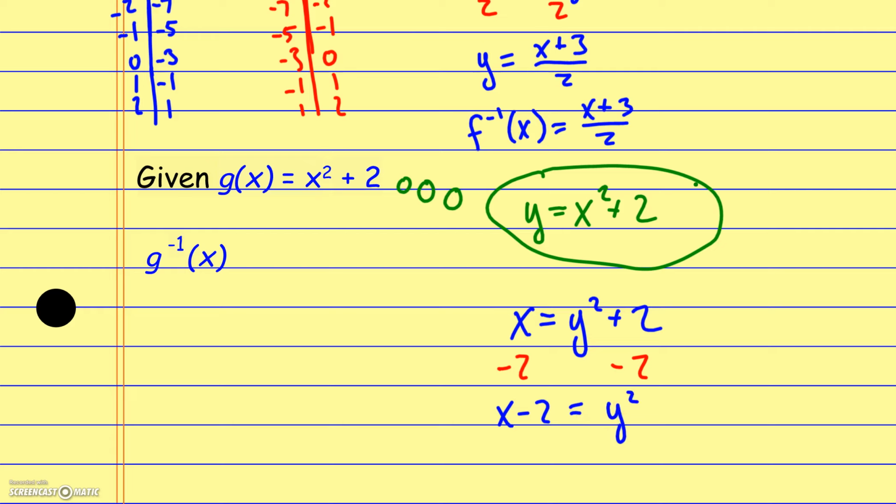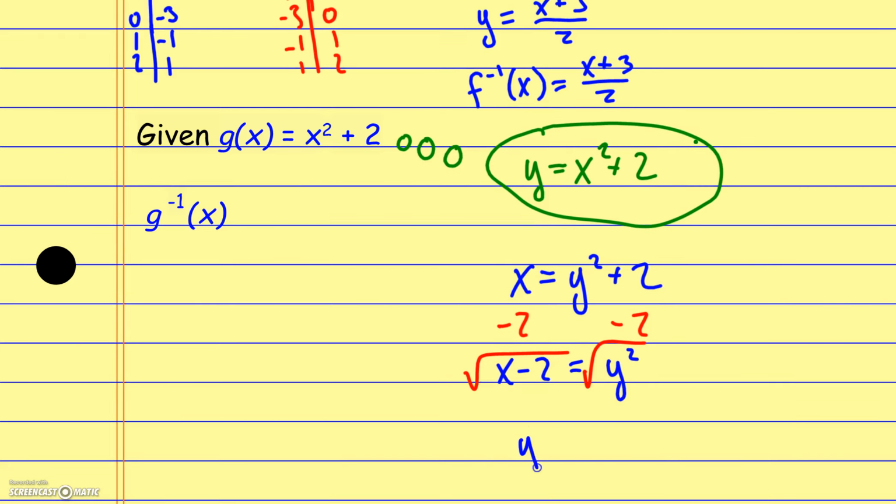And now I have to take the square root of each side. And that's going to give me y equals the square root of x minus 2. And most of us are going to write that as our answer. And that's not quite correct because we're overlooking a slight technicality. Remember, when we take the square root of each side, you have to have plus or minus that square root. And that's really important for this thing.